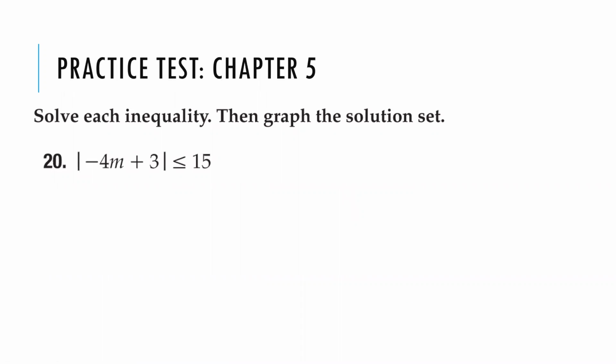So here's another one. This is like a two-step absolute value inequality. Again, there's nothing around my absolute value symbols, so I'm going to split it off into my two inequalities, case 1, and over here, I'll do case 2. And I'm going to switch the direction of my inequality, and then this 15 is -15, okay?